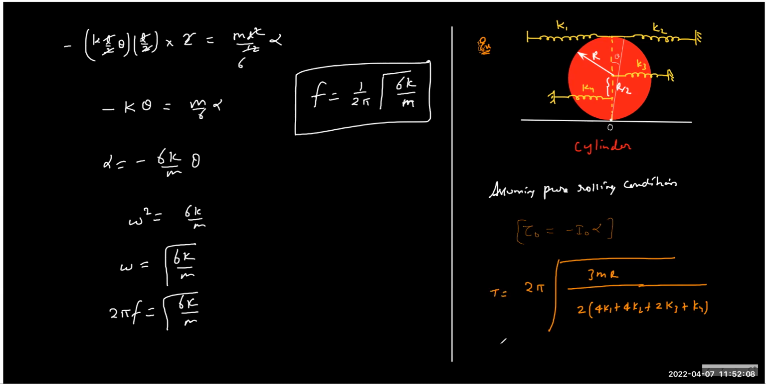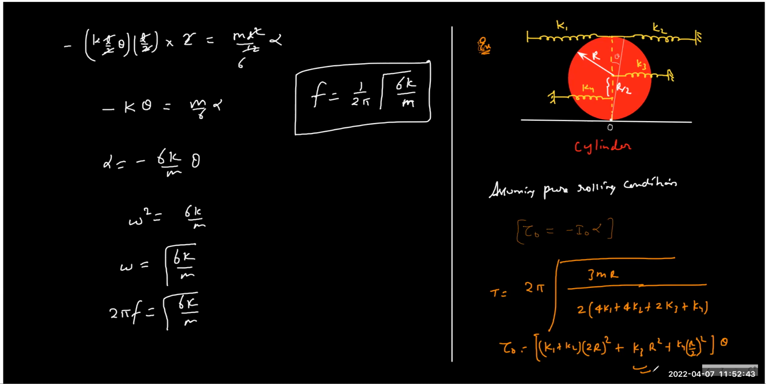So, just let me confirm the torque part. The torque part is pretty much simple. (K1 plus K2) into (2R) whole square plus K3 R square plus K4 (R by 2) square, whole into theta. I think this is the torque, right? If this is the torque, then this is the answer, then everything is correct. So very good.